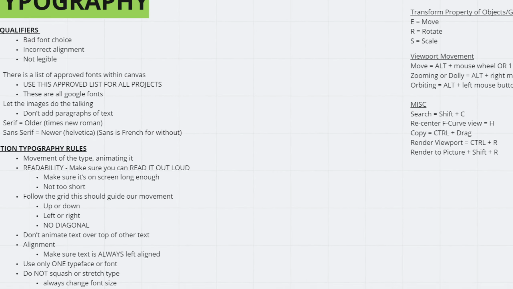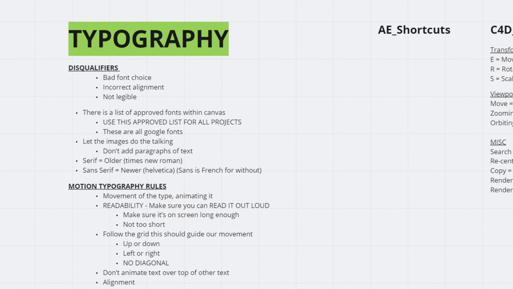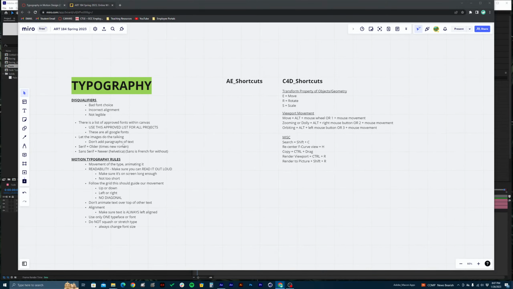Remember, bad or disqualifiers when it comes to typography: bad font choice, incorrect alignment, not legible. If there are any of those 3 things in it, redo it. Not to be rude, but that was quite frank. Please redo it. And then you won't have as big of issues, right? You won't hear about that. Make sure you're using the font that you get from GCC, all the approved fonts, right? No diagonal movement. We don't want any of that. Make sure it's on screen long enough and not too short.